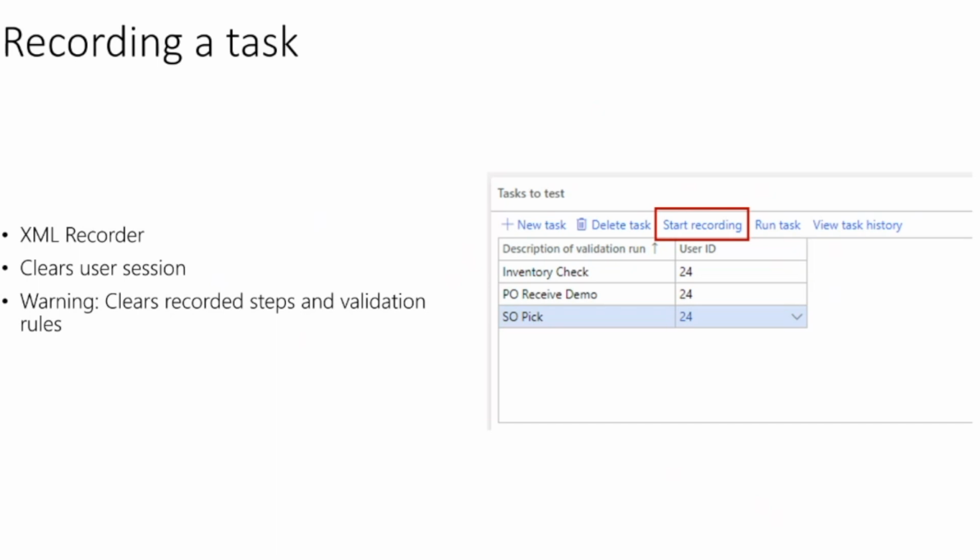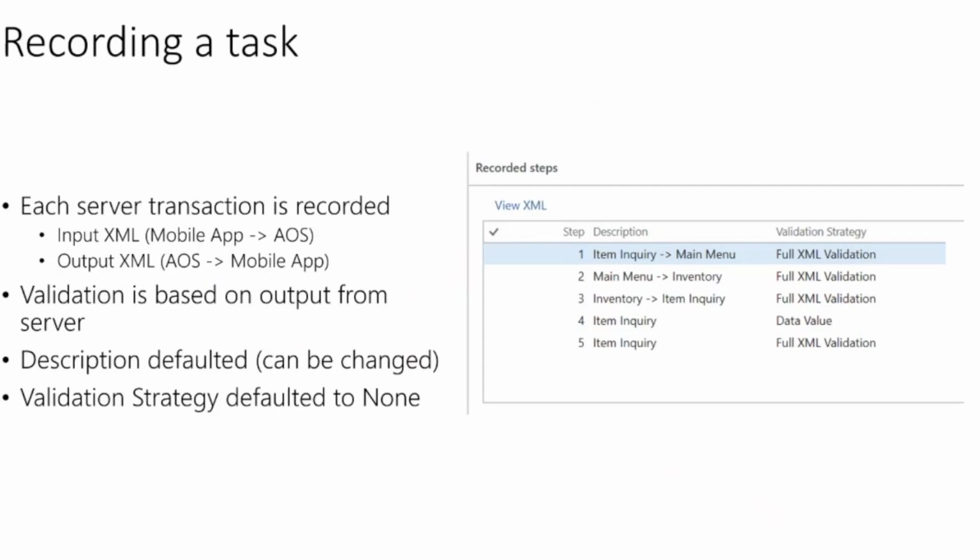So once you've defined the top level business process, you're able to start the recording process by clicking that Start Recording button. This will clear any previously recorded steps and validation rules, as well as reset the user session. So while in recording mode, every interaction performed in the mobile app for that specific user account will be recorded. This means the input XML, again, the XML sent to the server, and the output XML, the XML returned to the mobile device from the server, will be saved into a new recorded step object.